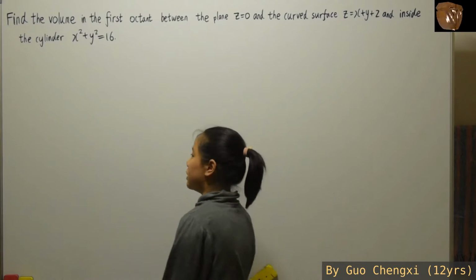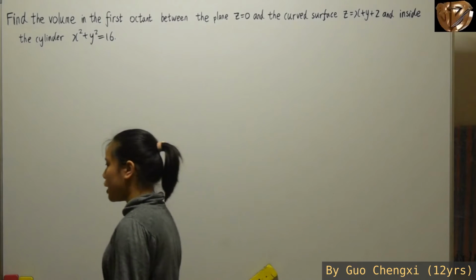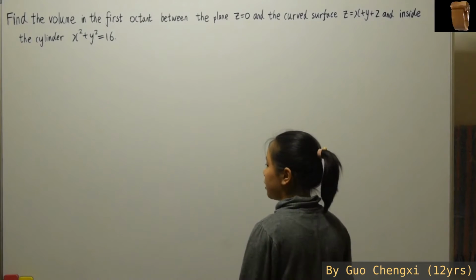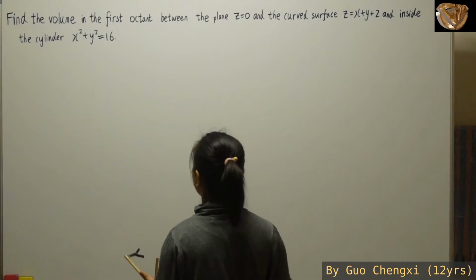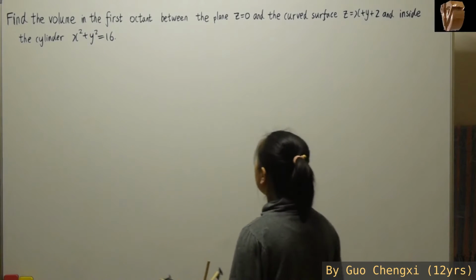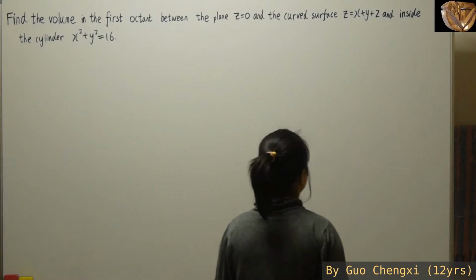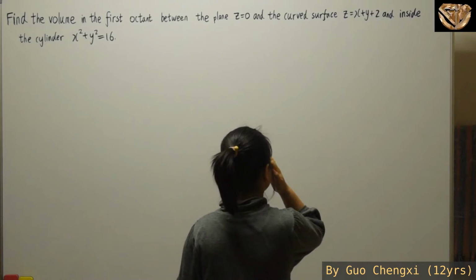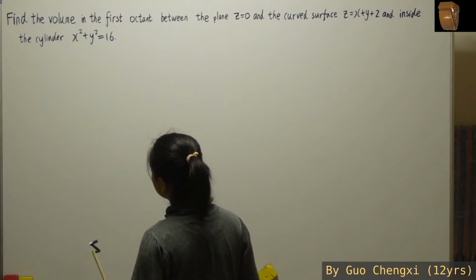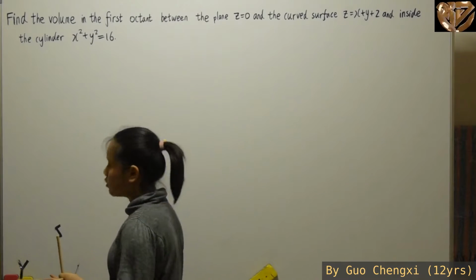For this lesson, we'll be continuing on with another lesson for techniques and applications for definite integration. In this example, we have to find the volume in the first octant between the plane z equals 0 and the curved surface z equals x plus y plus 2, and inside the cylinder x squared plus y squared equals 16.